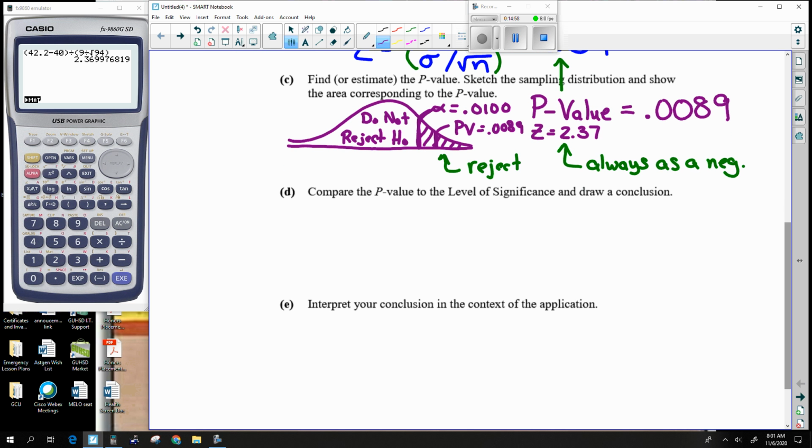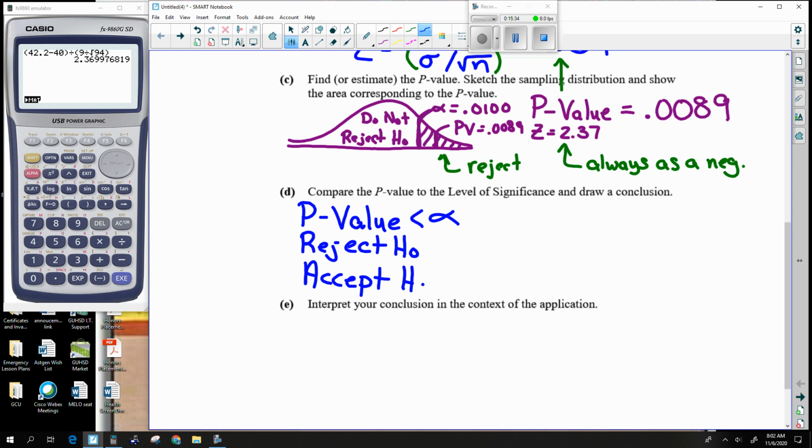All right. So next it asks me to compare the p-value to the level of significance and draw a conclusion. This has to be one of two different ways. The way that this problem goes is this. The p-value is less than alpha. What does that mean? Well, that falls in the rejection zone. So we reject H naught and accept H1.